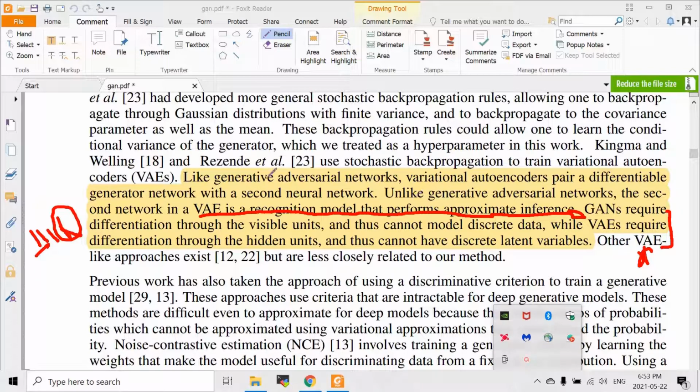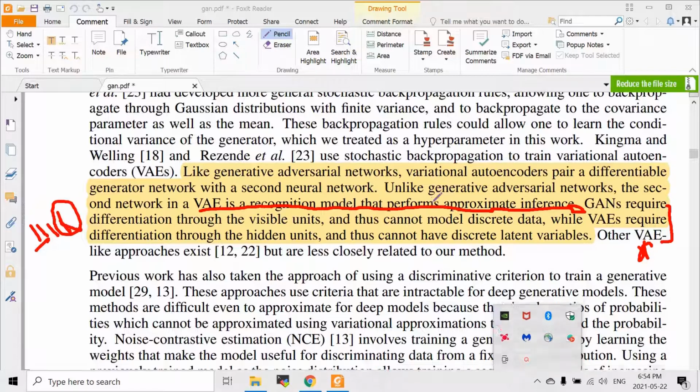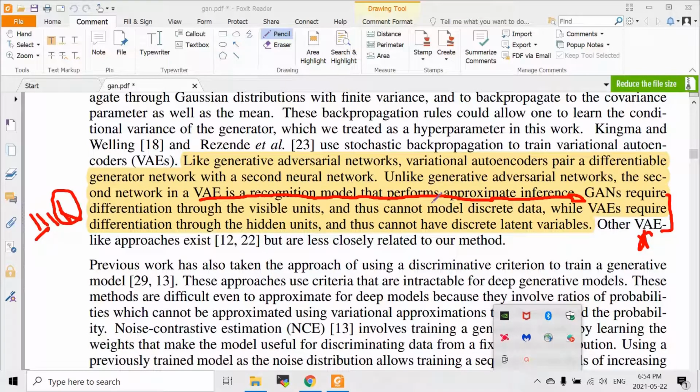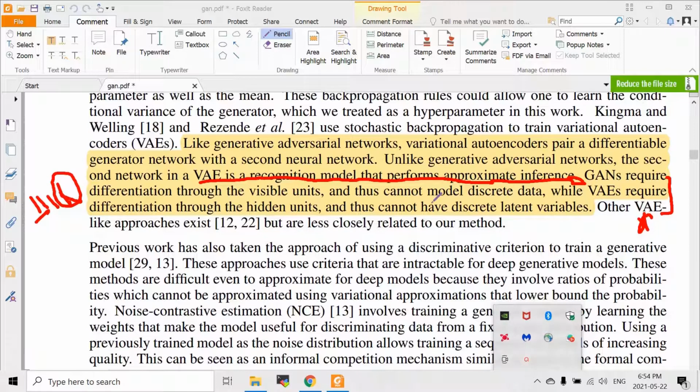Unlike generative adversarial networks, variational autoencoders pair a differentiable generator network with a second neural network. There are two neural networks used in a variational autoencoder as well. In a VAE, though, you are first encoding and then decoding the information through those two networks. One network is used for encoding the information. The second network is used to decode the information. And I will do a more detailed video on that again.